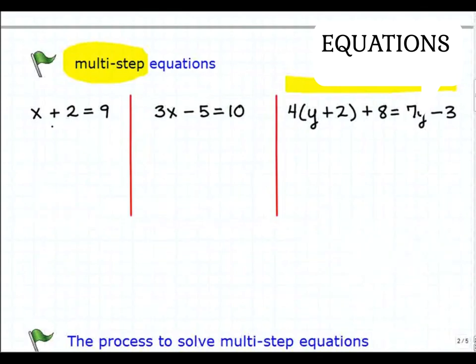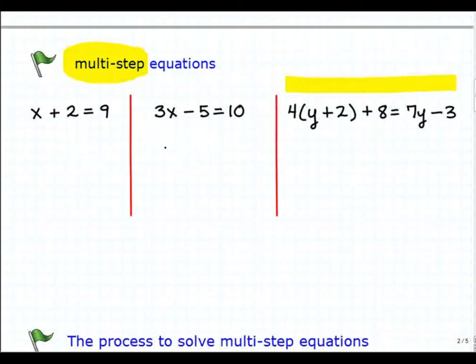So let's take a look at these two problems here. The first is a one-step, and then the second equation is a two-step. So this is a good chance for you to review and check your understanding, whether you've already mastered these basic equations. You might want to pause the video and give these problems a try.